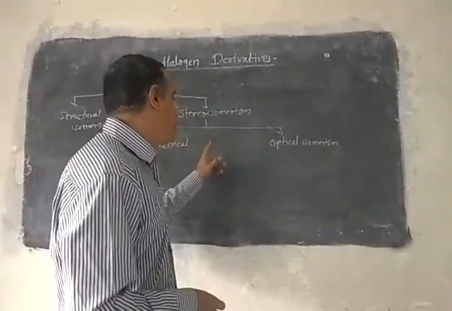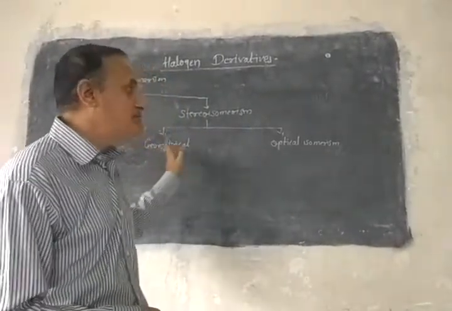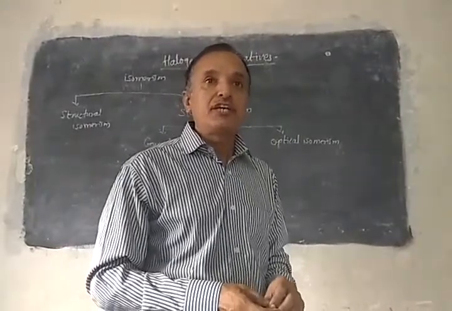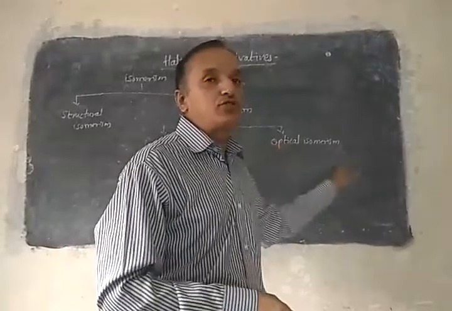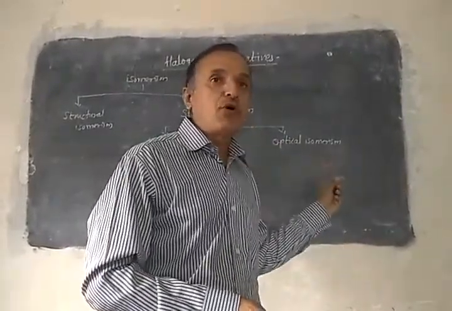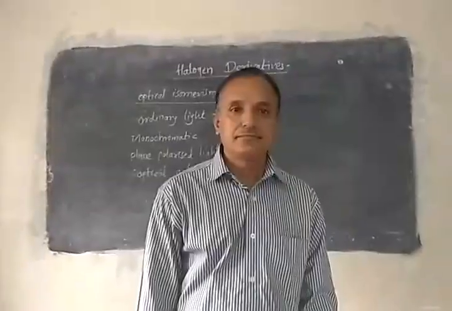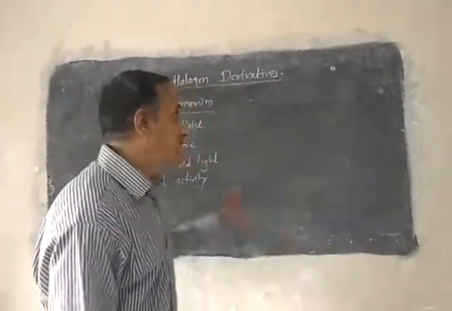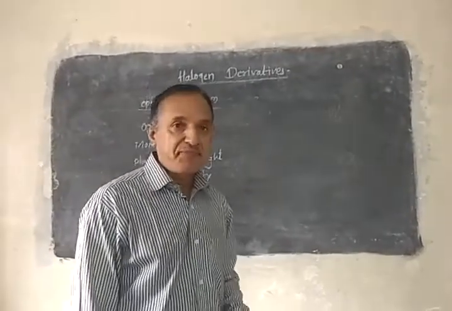This stereoisomerism again divides into two: geometrical isomerism and optical isomerism. So today we are going to discuss optical isomerism, and we also have to see optical isomerism in the halogen derivatives. Let us start with optical isomerism in halogen derivatives.